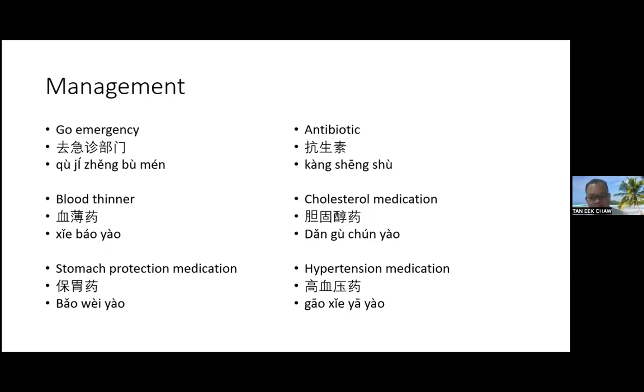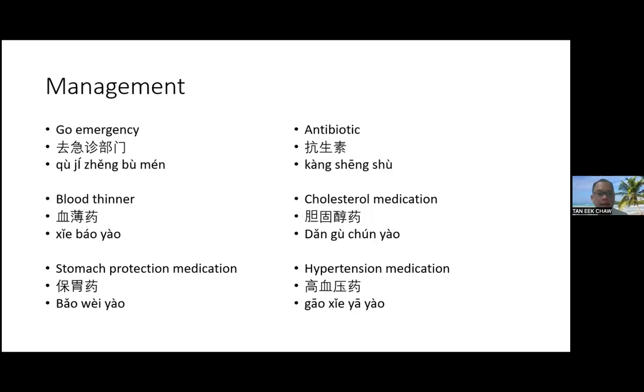And after you take the presenting complaints. So if a patient is allergic to aspirin, what are you going to do? Then you can use an alternative blood thinner. You call Plavix, clopidogrel. And so you have to in Chinese blood thinner in general we call 血包药.